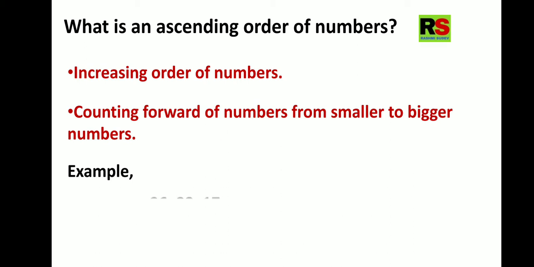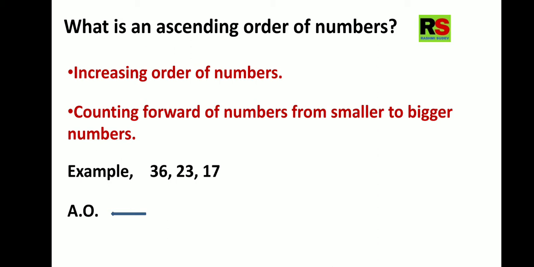Example: 36, 23 and 17. So 36, 23 and 17 are your given numbers. I know that you know the answer, but still we will do it step by step. This is your question. You have to write A dot O. A dot O means ascending order. So ascending order means increasing order.